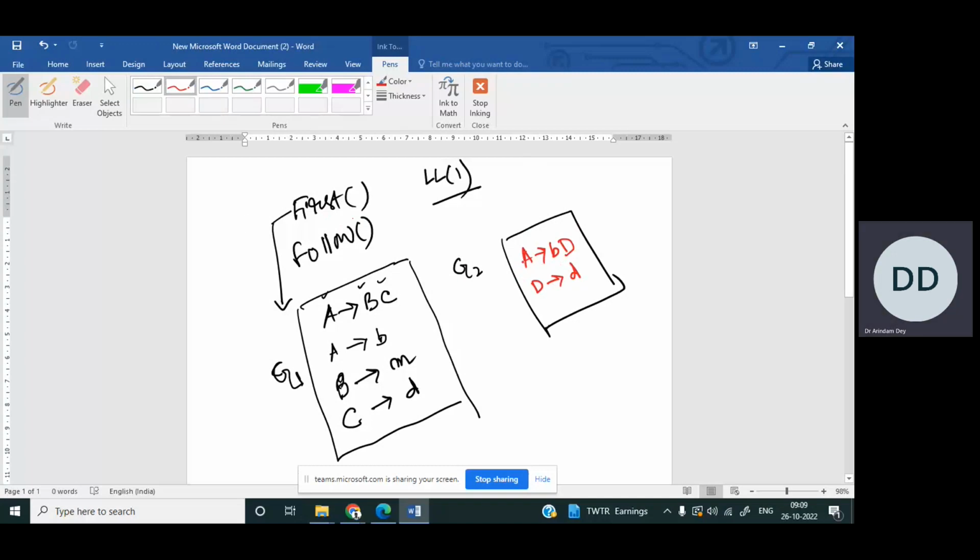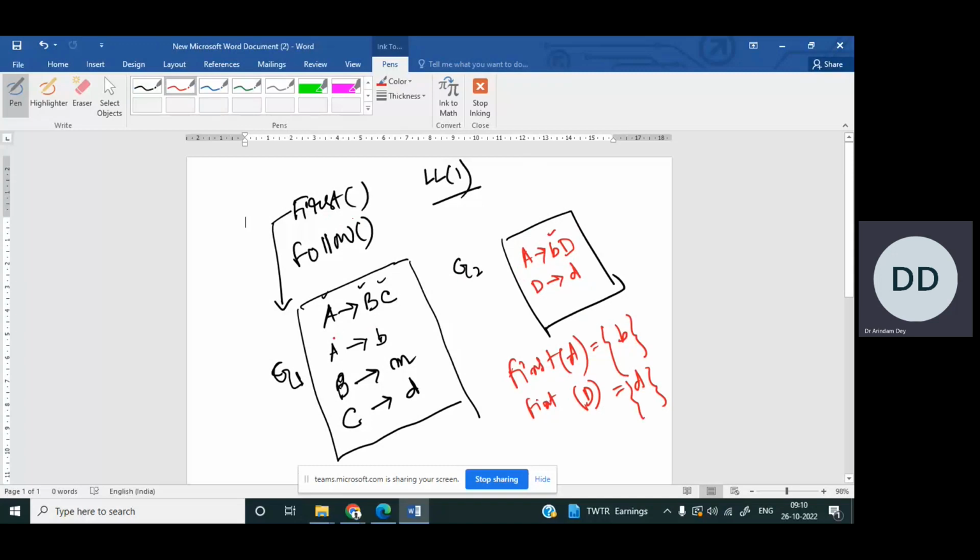Again, I am repeating. If I want to calculate first of A, A is a variable, so first of A will be the first terminal that you find from that expansion. Under A to bD, you can find that small b is the terminal. So small b will be the first of capital A. In the same way, the first of capital D will be small d because no other options are left except small d. So just remember, the first terminal that I will get.